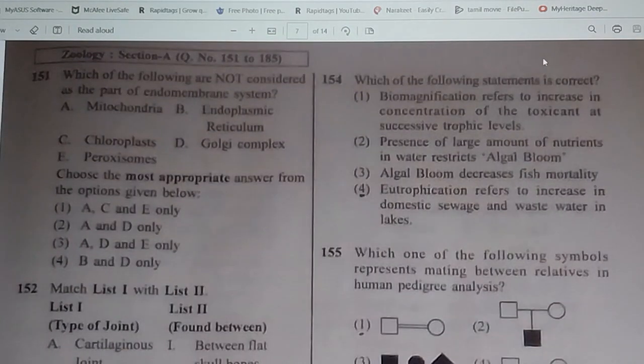So 151, which of the following is not considered as a part of the endomembrane system? Of course, mitochondria, chloroplast and peroxisome won't be there. So A, C, E comes under option A.